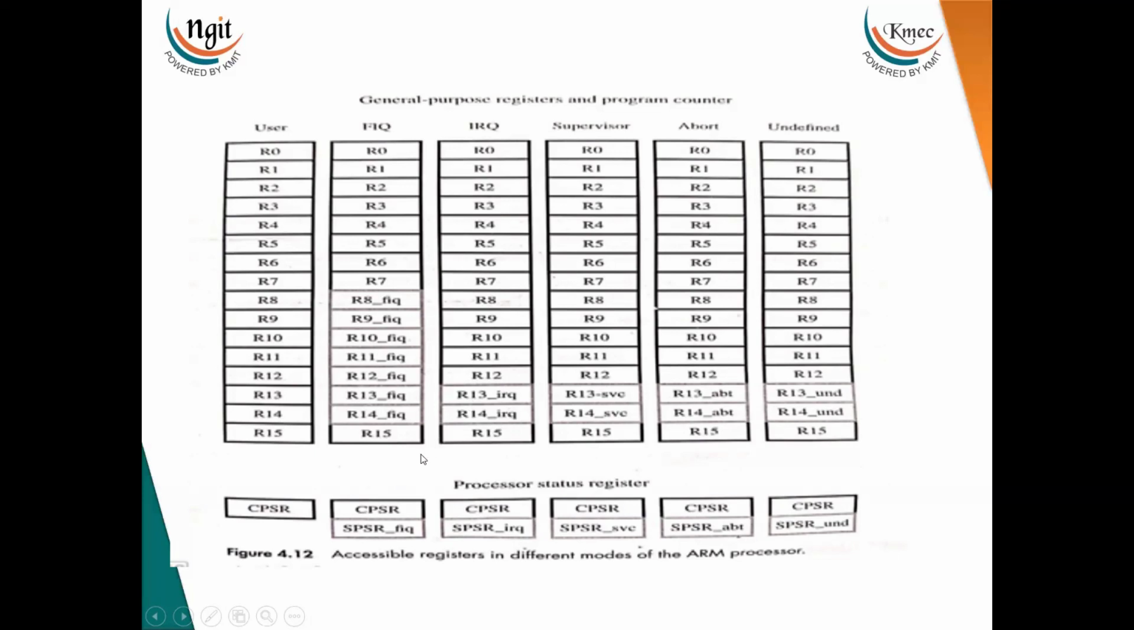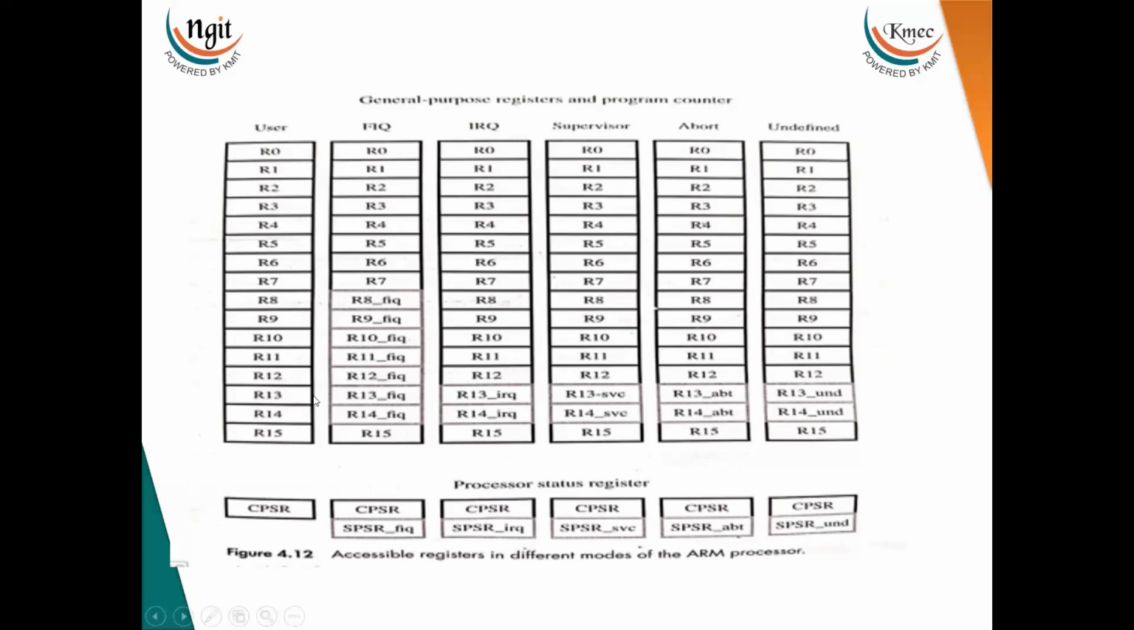Now after completing the execution, when it is coming back, the SPSR value is stored onto the CPSR, and the R14 value is stored onto the R15, and the main program will be resumed where it had stopped. This is what happens when the interrupt occurs, and after coming back.